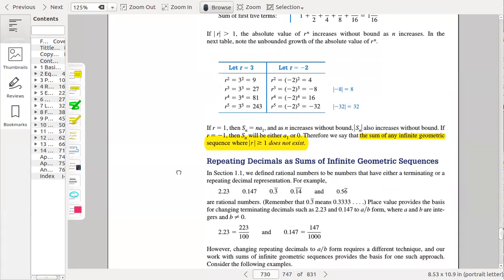So we can only get the sum of a geometric sequence if the absolute value of r is less than 1, or lies between minus 1 and 1. But if the value of r is greater than or equal to 1, we cannot find the sum of an infinite geometric sequence. So the sum of an infinite geometric sequence does not exist if the common ratio is greater than or equal to 1. We can only find the sum of an infinite geometric sequence if the common ratio lies between minus 1 and 1.